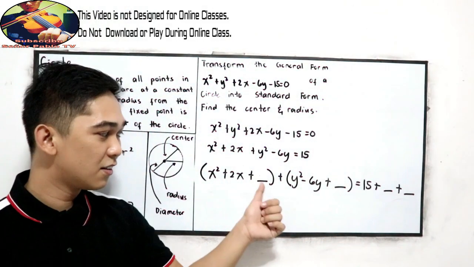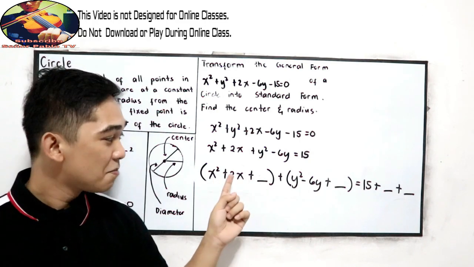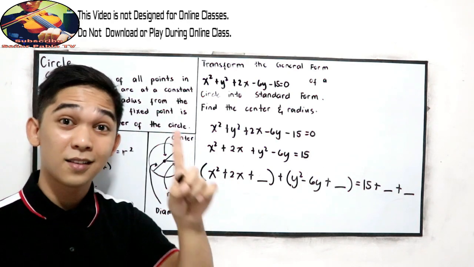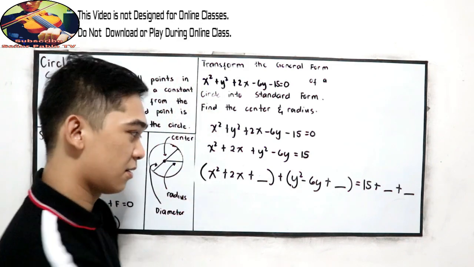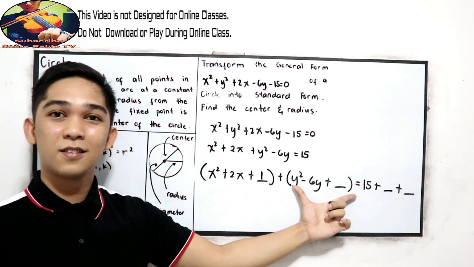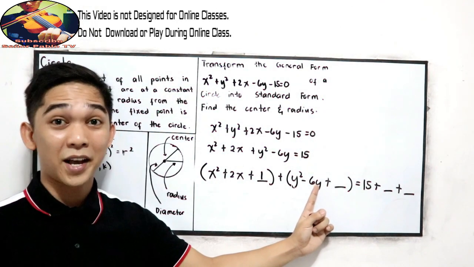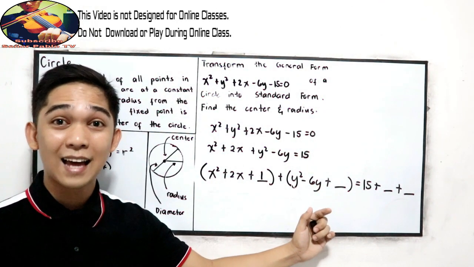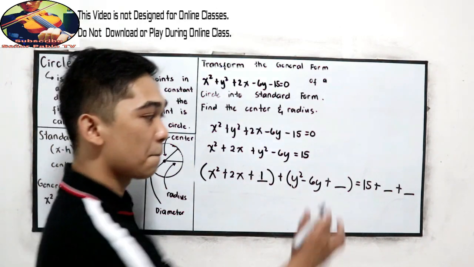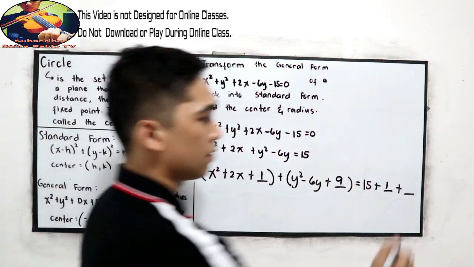And now, make the expression a perfect square trinomial. Middle term, in this case we have 2. So 2 divided by 2, that is 1. 1 squared, 1 times 1, positive 1. Get the middle term, that is negative 6. So negative 6 divided by 2, that is negative 3. Negative 3 times negative 3, positive 9. We added 1 and we added 9.